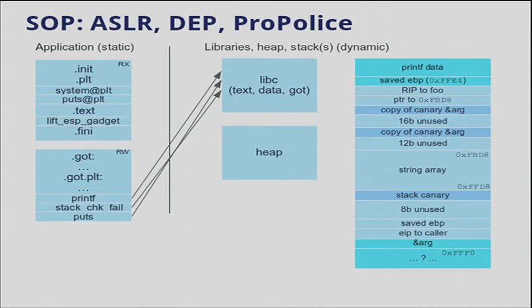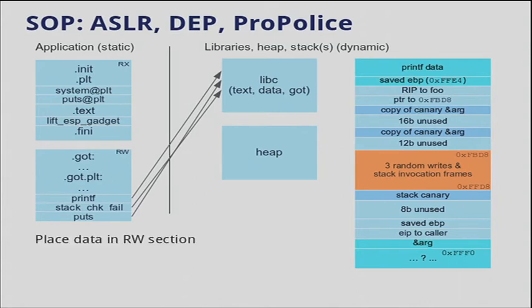We no longer need just one memory write, but for this simple example, we need 3 random memory writes, plus a set of stack invocation frames. So our 3 random writes help us to get control over the application. First of all, we want to get around ASLR and ProPolice. So we place some data in the read-writable section that contains the global offset table, the procedural linkage table, and so on. And we just overwrite these 2 functions.